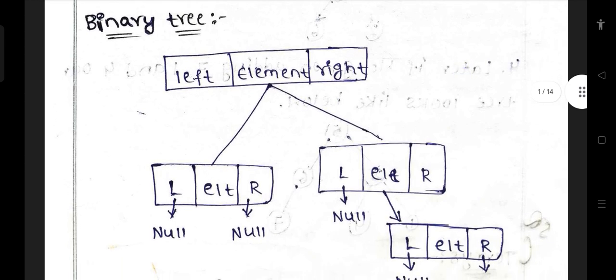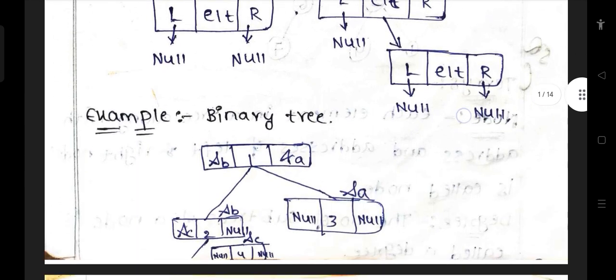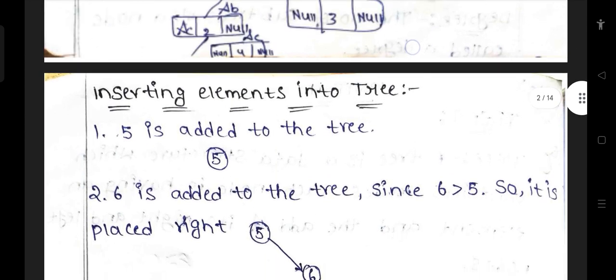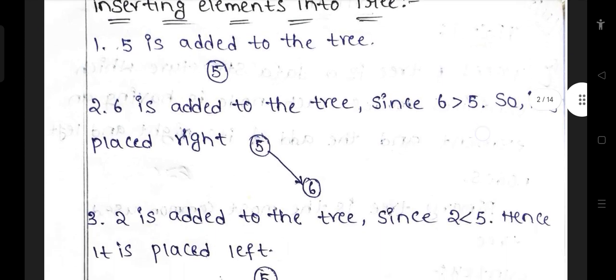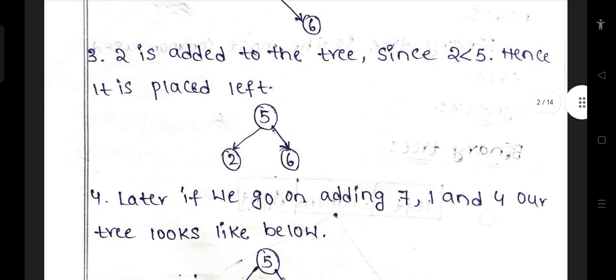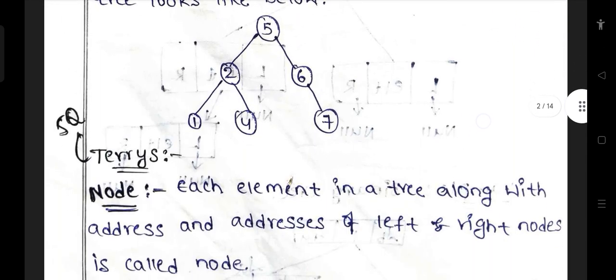Here, check that the root tree has two trees, one left tree and one right tree. So here is an example of that. And inserting elements into the tree: how the user adds elements in the binary tree. So this is the process of adding elements or values to the binary tree. Once check all these four points.